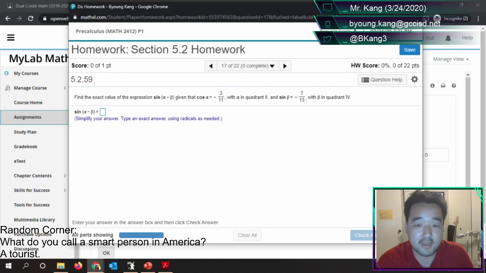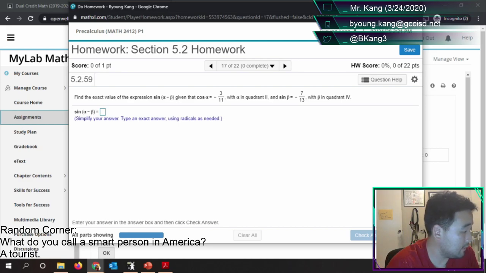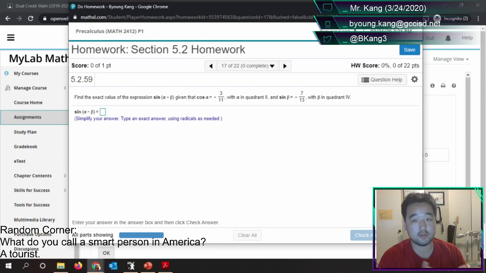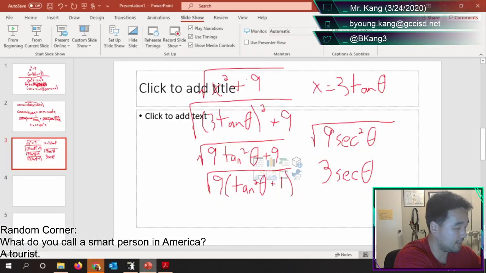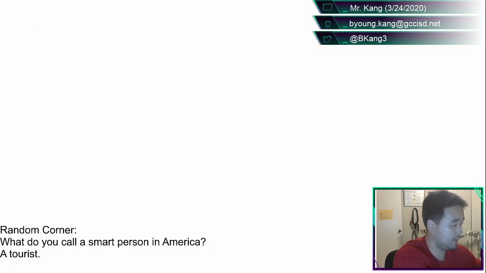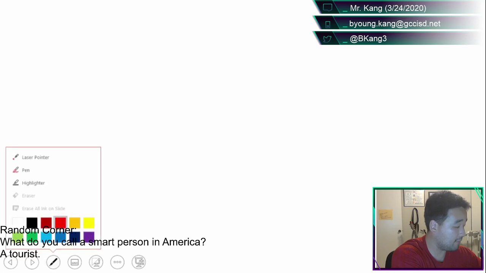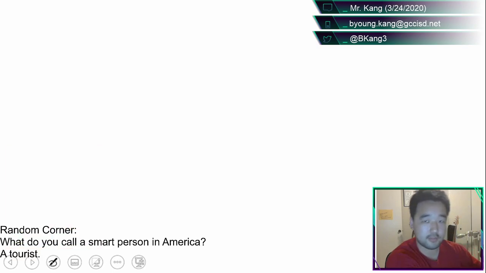Okay, so find the exact value of sine of alpha minus beta, given that cosine alpha is negative 3/11, alpha is in quadrant 2, and sine beta is negative 7/13 with beta in quadrant 4. So you've got to draw two different pictures of two different angles, alpha and beta, something in quadrant 2, something in quadrant 4. I'll save a little time and just do it on one picture, but you've got to draw a picture of alpha and beta. The sine, cosine, all that stuff just tells you how to label the individual x and y coordinates of it.